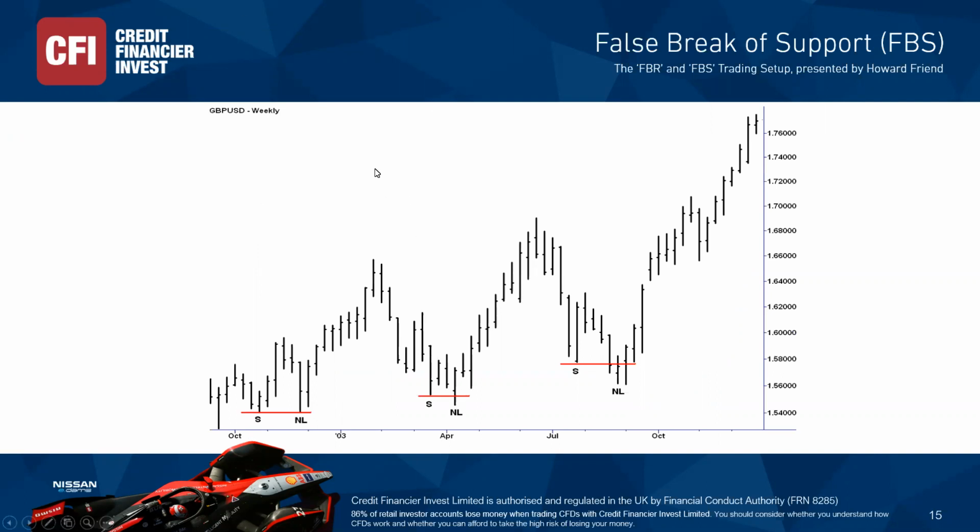Okay, first up is cable, sterling dollar, weekly chart. And on this chart, I've got 3 examples of false break of support. So first one, the market is breaking down here. See the market pushing lower. Then we get a big bounce up, so it's quite a nice buying wave. Then as the market comes back down again, we get this very marginal new low where the market just takes out the support level marginally.